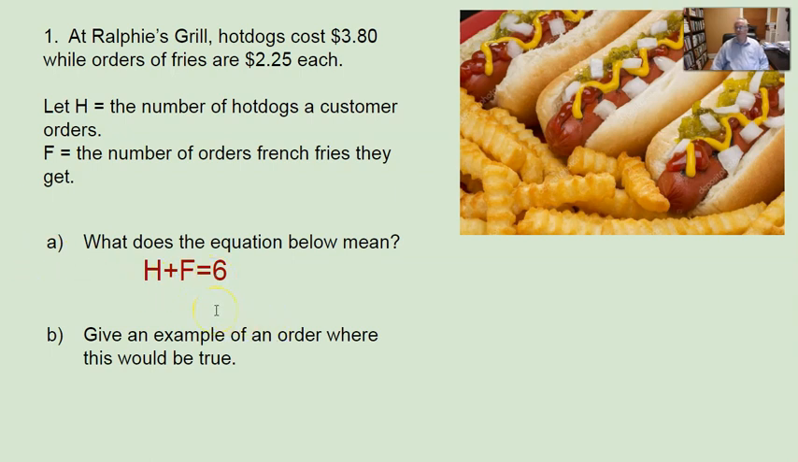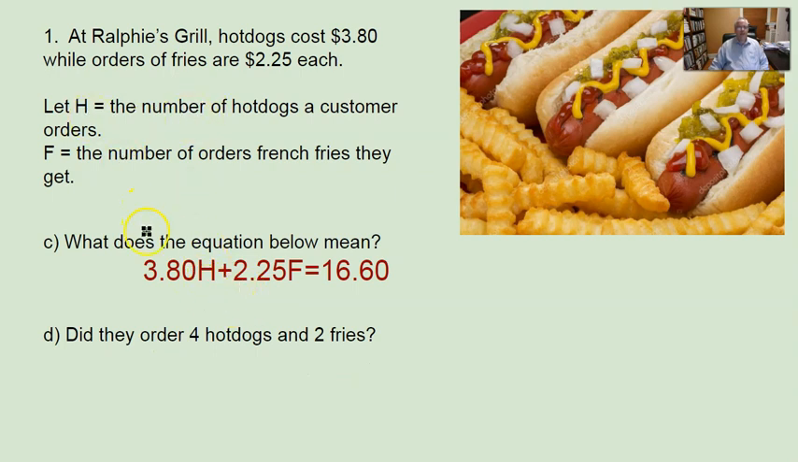Okay, so that's the meaning of it. The number of hot dogs and fries they ordered was 6. So it's a given example of an order where that would be true. Well, maybe we have 2 hot dogs and 4 fries. Okay? But as long as those two numbers add up to 6, that equation would be satisfied. Okay, no problem there.